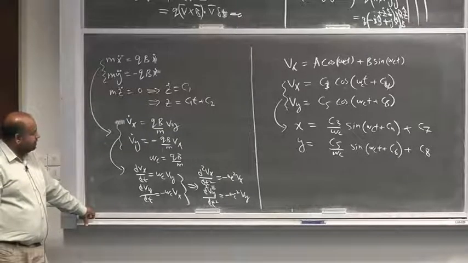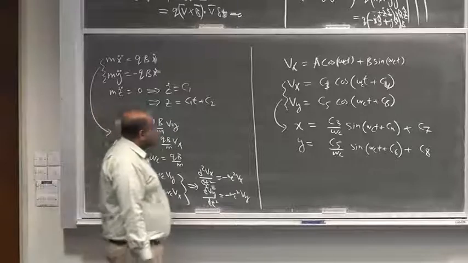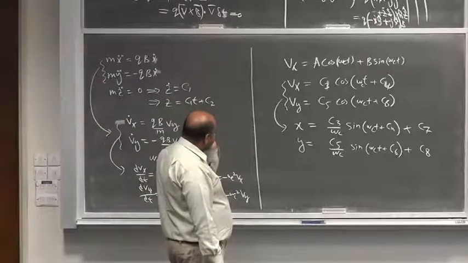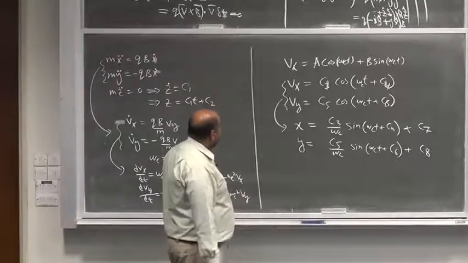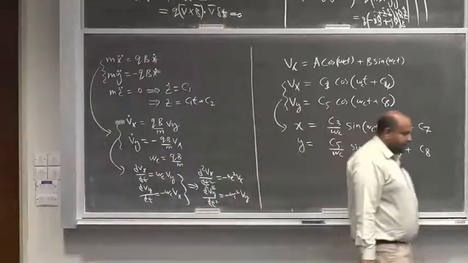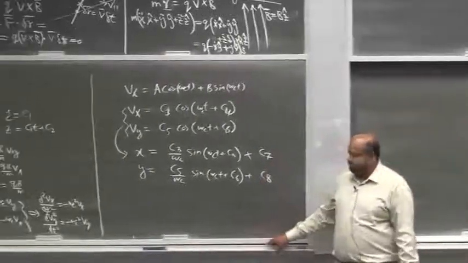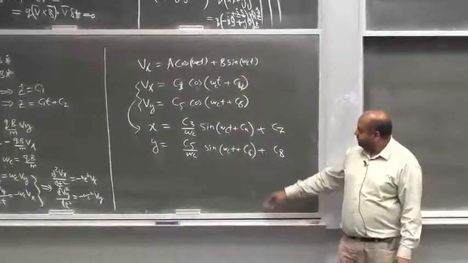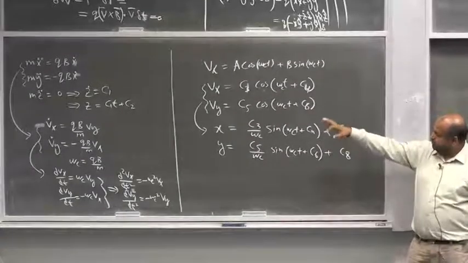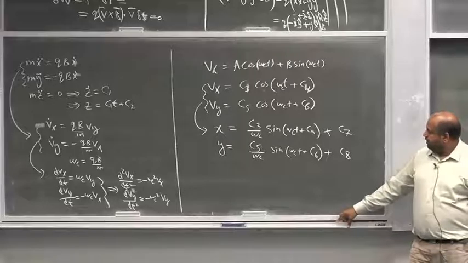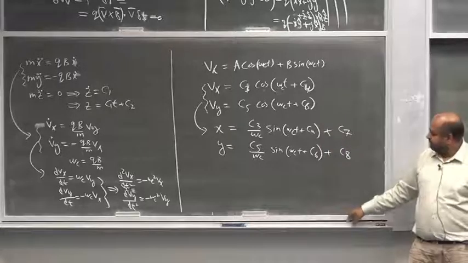So to fix these constants, let's assume some boundary conditions, and for that let's take boundary conditions that make things simpler. One thing you can do is fix the boundary condition at t equals zero. That is, t is equal to zero, x has this value, y has this value, vx and vy have these values, and z and vz have these values. That's also completely fine.